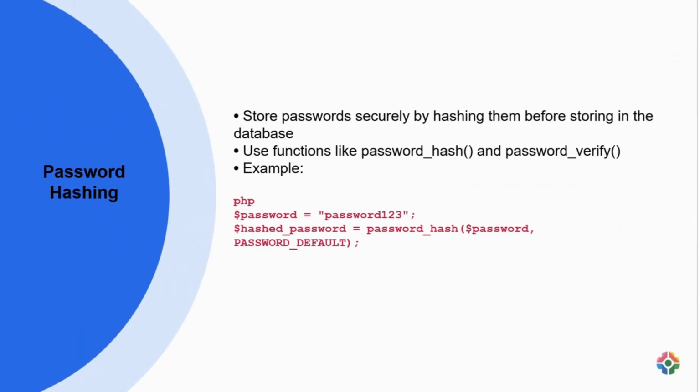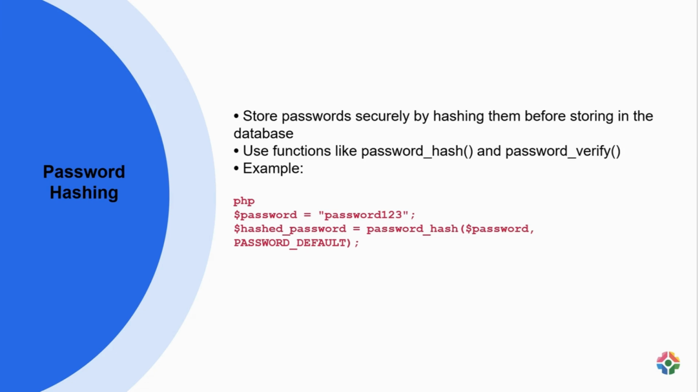To securely store passwords in a database, use hashing functions like password_hash to hash the passwords before storing them. This helps protect the actual passwords in case of data breaches. For example, in PHP, you can hash a password using the password_hash function: $password = "123"; $hashed = password_hash($password, PASSWORD_DEFAULT).